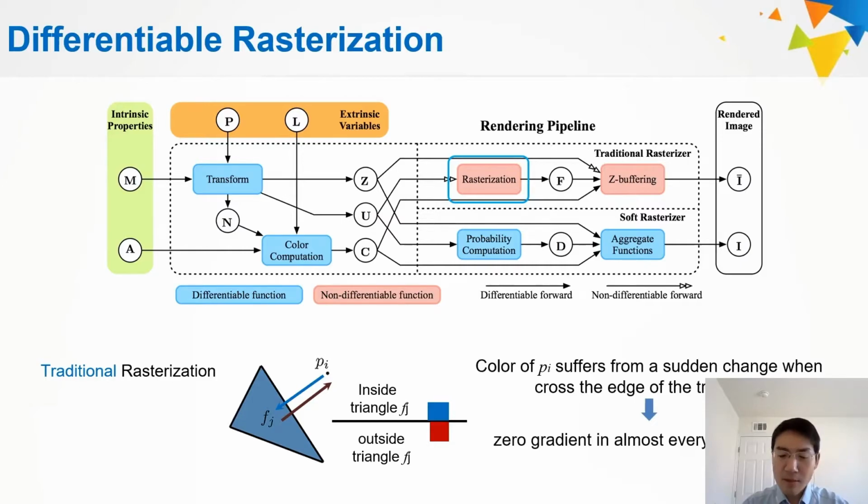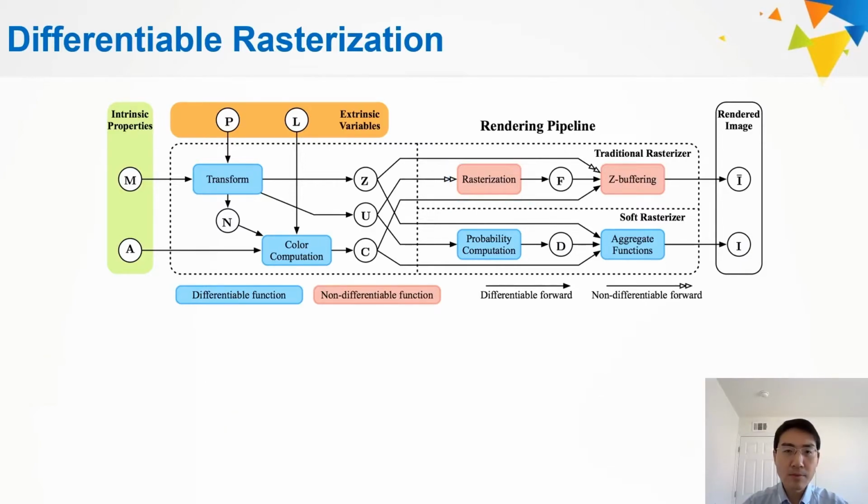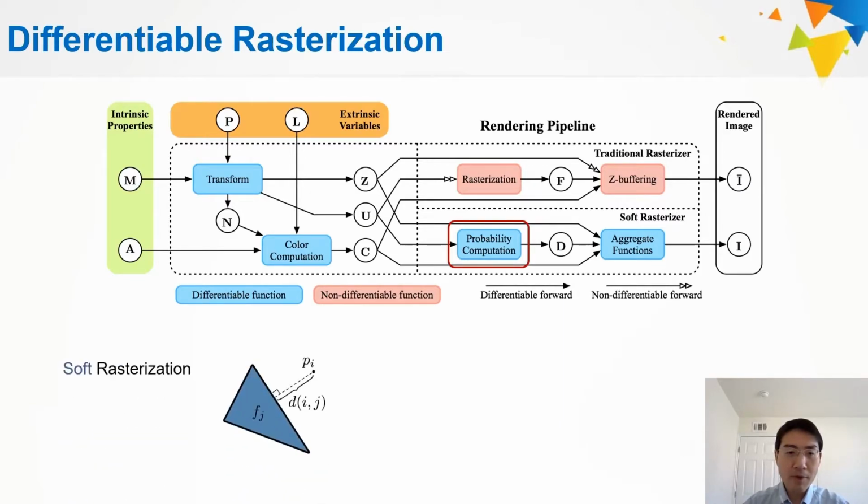So this will cause zero gradient in almost every part. So how do we make this step differentiable? Here we use the probability computations instead of the pure rasterization algorithms. For example, here we have a triangle. We have a point P.